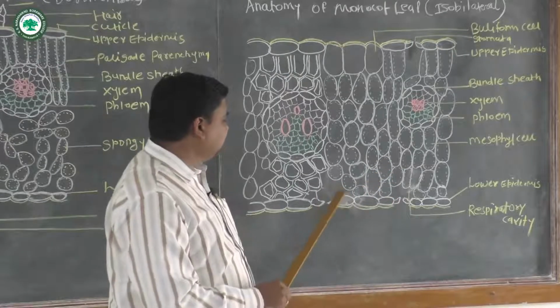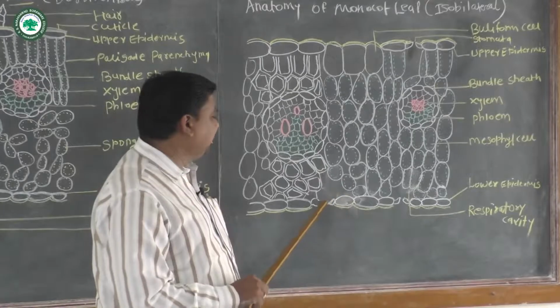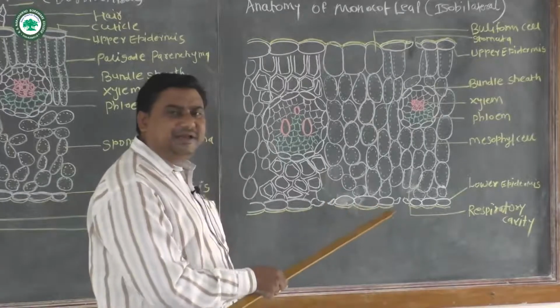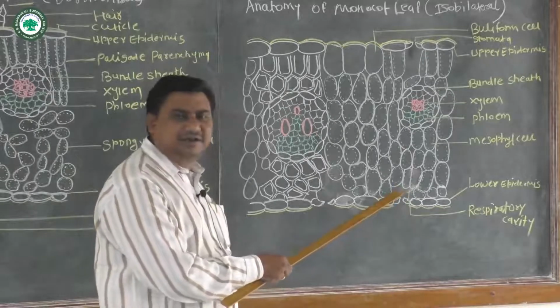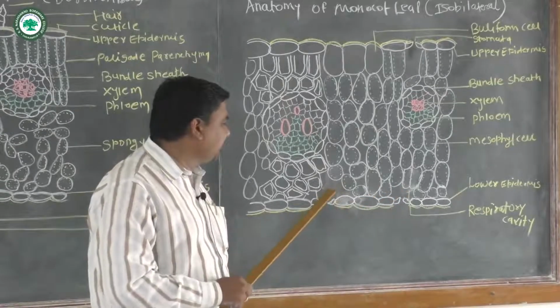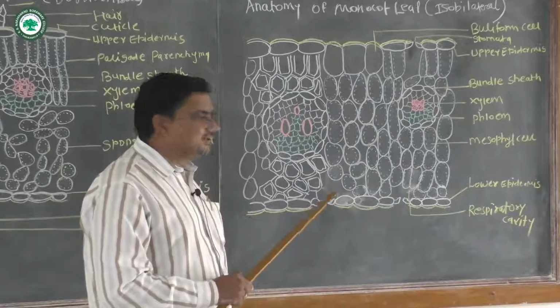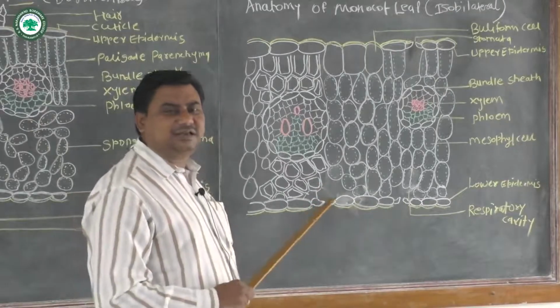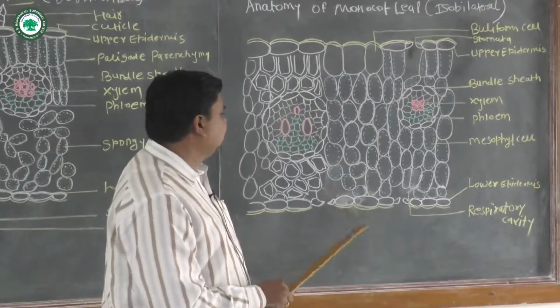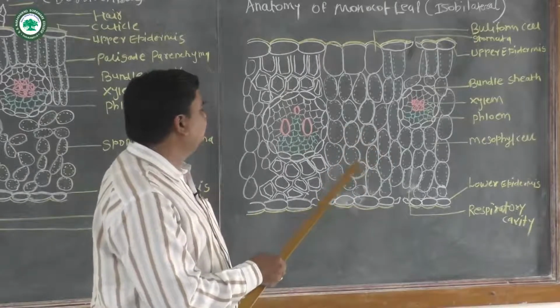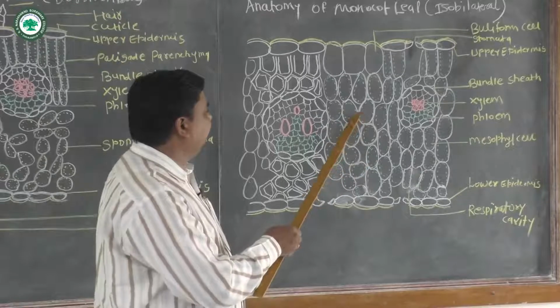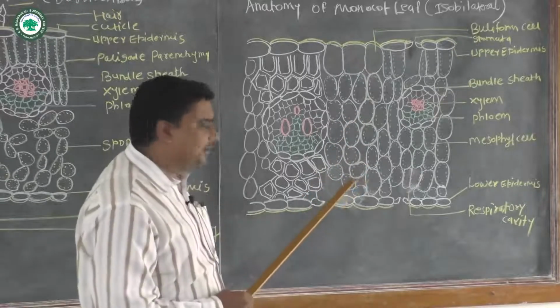Here also you can see the respiratory cavity and stomata. The respiratory cavity is just beneath the stomata. So the exchange of the gases takes place from this particular respiratory cavity. Here these cells are loosely arranged parenchymatous cells.